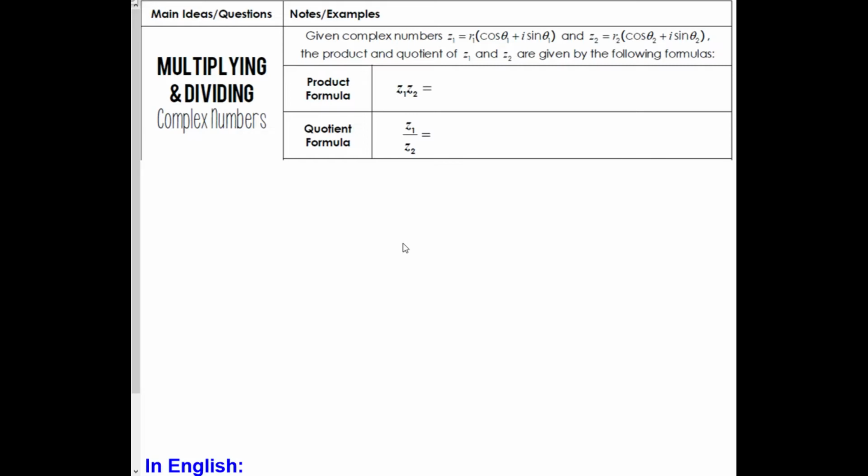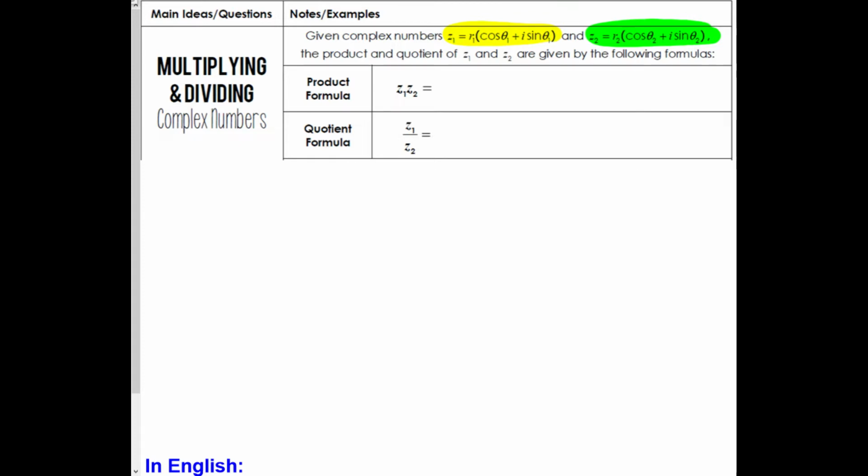So we get a couple of formulas for multiplying and dividing. Note, in order to use these, we need to have polar form. One of the reasons we spent all this time looking at polar form is so that we can use these quick product and quotient formulas. Note that in order to find products and quotients without these, we would need to FOIL.